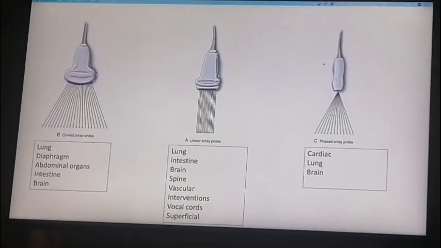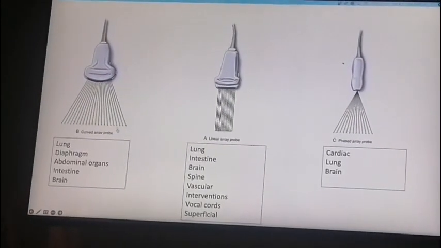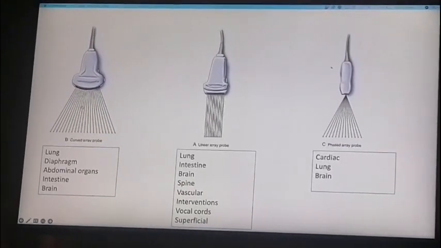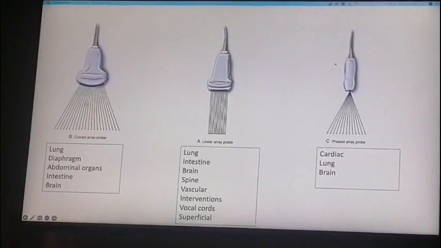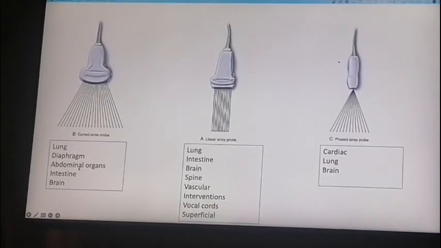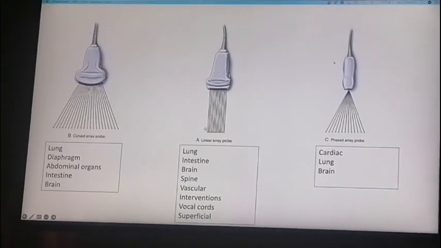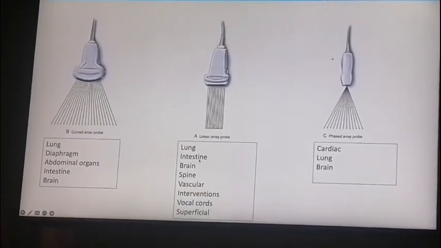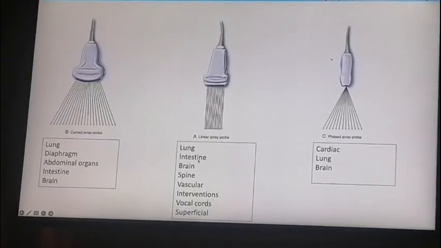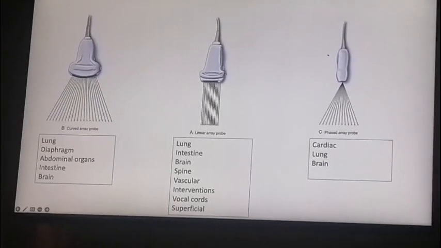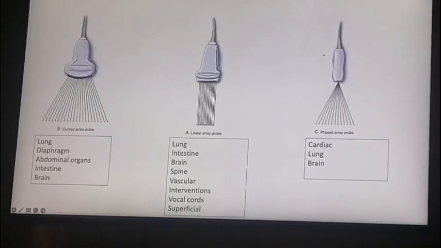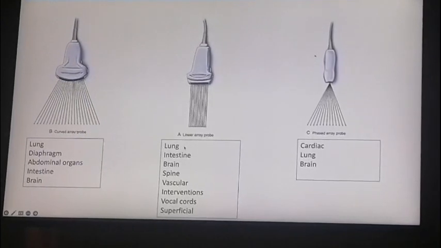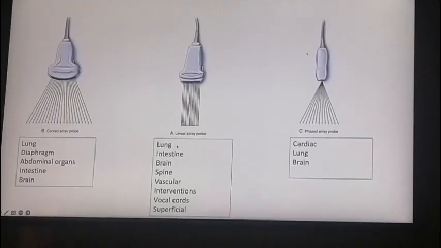Before we go further in the language, we have three main types of probes. We have the convex. In our units we use a tiny microconvex for the brain. It could also be used for the abdomen, lung, diaphragm assessment, and intestine. But we prefer the linear probe for the lung and intestine because it's very high frequency and very sensitive. In the market now we have probes as high as 30 gigahertz. If you put it on your finger, you can see your finger bend. So it's very sensitive.